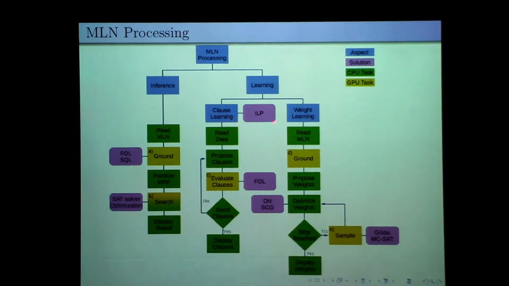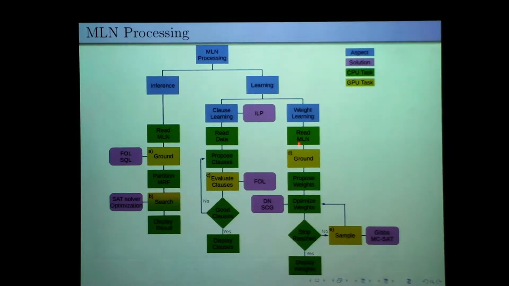For clause learning, it is the same. With the ILP, we read the data, we propose new clauses, we evaluate them, which is a parallel process on the GPU. If we don't have good clauses, then we propose new clauses. If not, we display the clauses that we found.